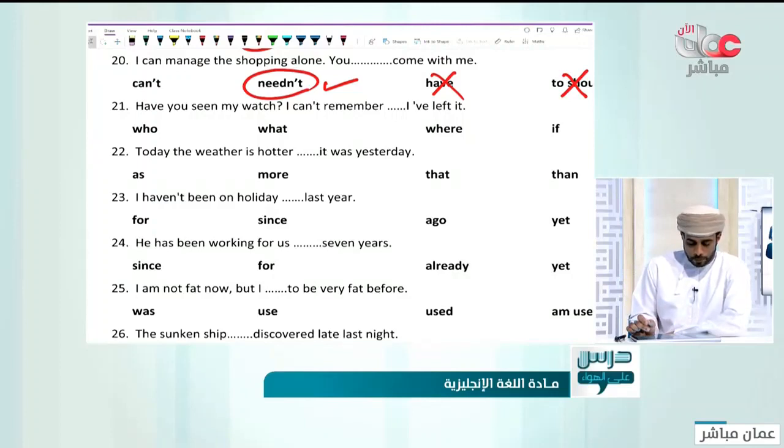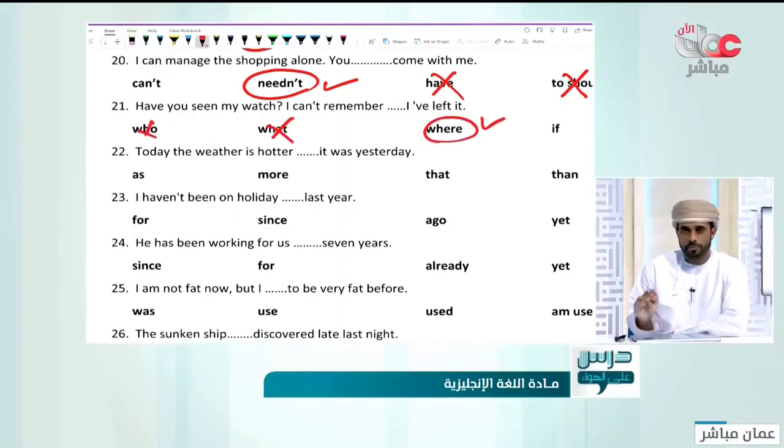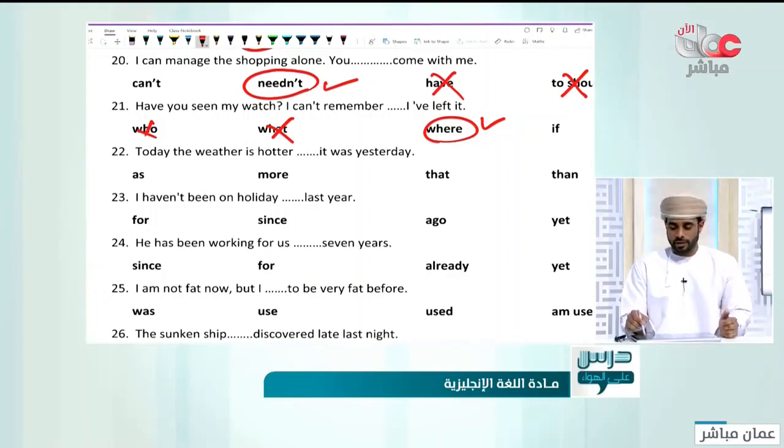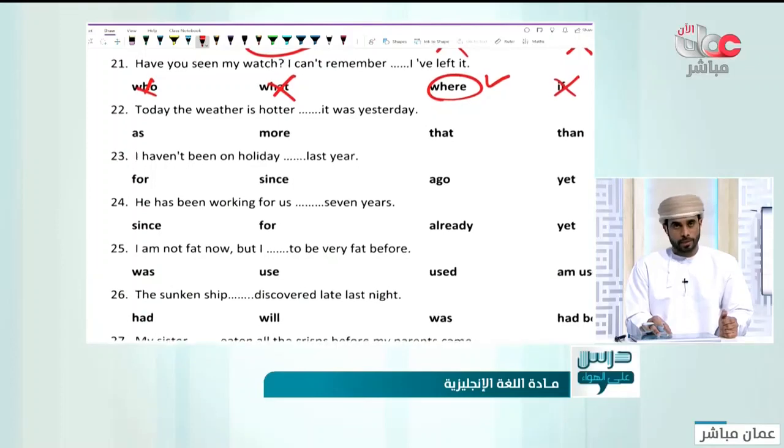21. Have you seen my watch? He's looking for his watch. I cannot remember. I've left it. Where is the correct answer? Maybe "if I have left it" could work. But the meaning is that you are looking for the place. So I say, where I left it. So "if" won't work here. Grammatically it works, but the meaning won't work.